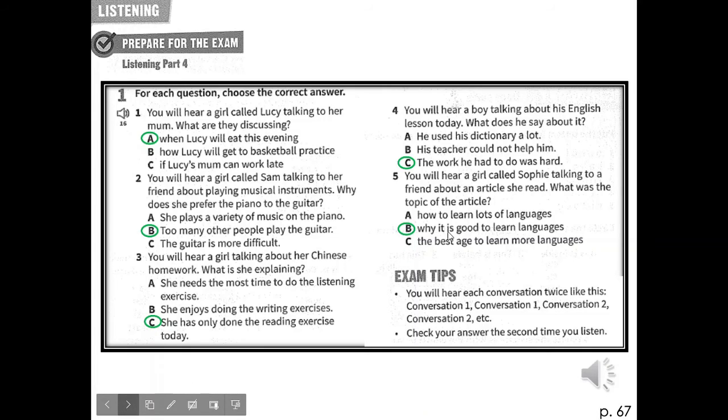So this girl said that she read an article about a man who knows 52 languages, and the man recommends children to learn more languages because it's good for them, it makes them more intelligent. So the answer is B. She didn't mention how to learn or the best age, right? She didn't say that, so it's B.